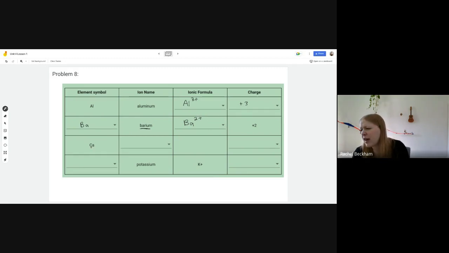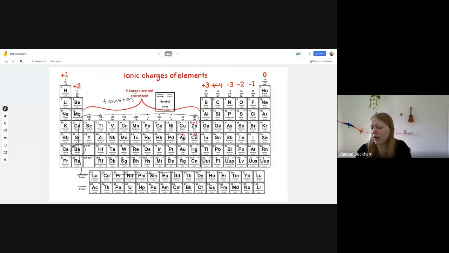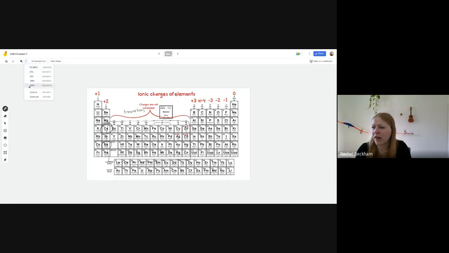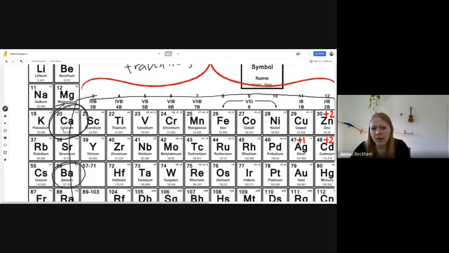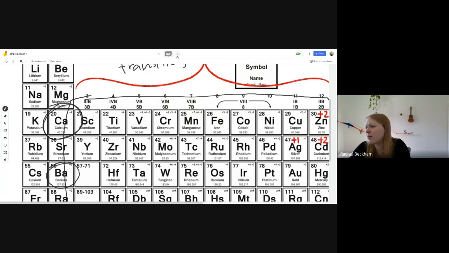What about Ca? We need the name for Ca. So we have to go back to our periodic table and find that name. Zooming in on Ca, the name for Ca is calcium.